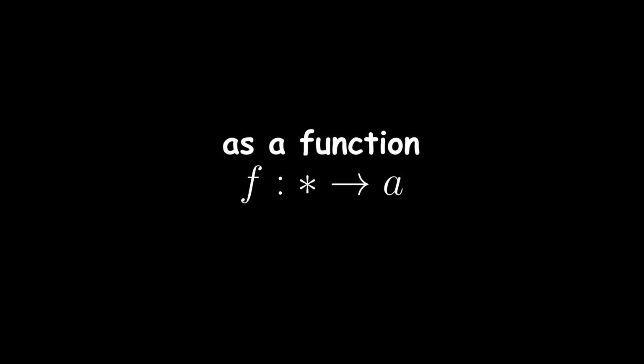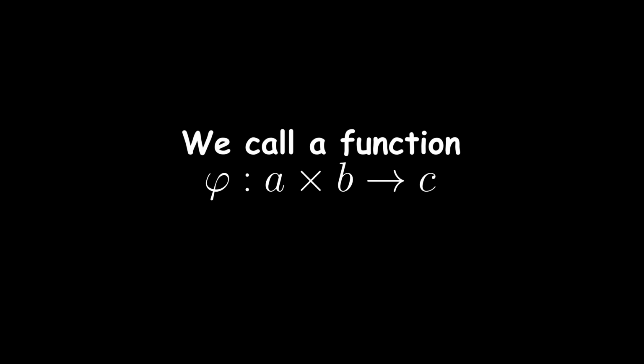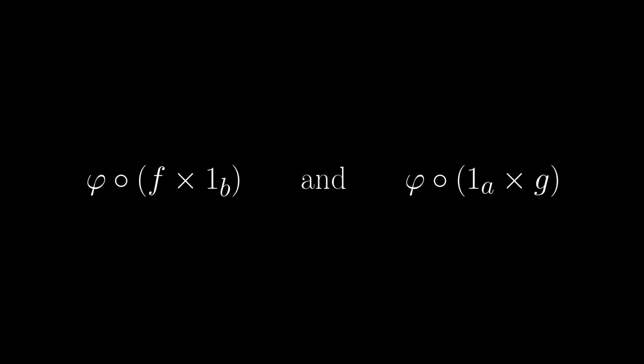Since abelian groups have an underlying group object and group objects have underlying sets, we can define an element of an abelian group A as a function star to A. Let A be C and A be. We call a function phi from A cross B to C Z-bilinear if for all f in Hom's set of star A and all g in Hom's set of star B, the compositions phi composed with f cross 1b and phi composed with 1a cross g are Z-linear.